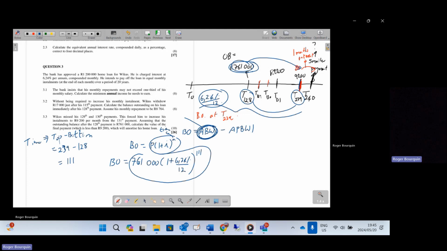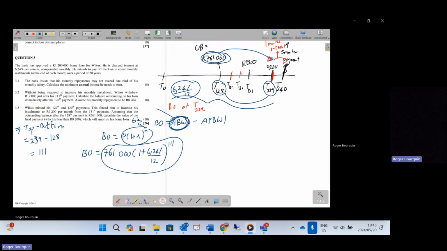Right. So that's what you borrowed with interest, but the balance outstanding is going to be the amount borrowed with interest minus the amount paid back with interest. So what have you been paying back? Well, from T131, you've been paying back regular monthly payments of 9,200 Rand. You want to know what those regular payments are worth. To figure out regular payments, that's an annuity, and you're taking it forward, and you want to know what those values are worth.